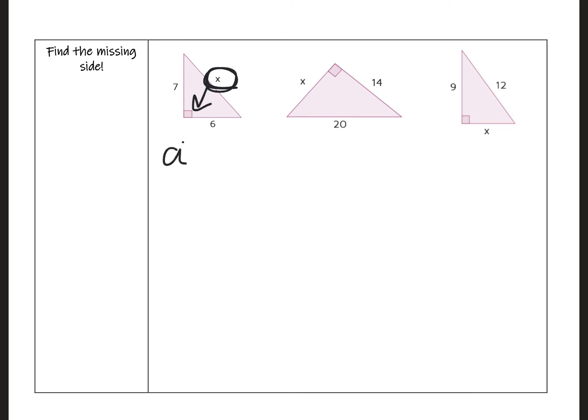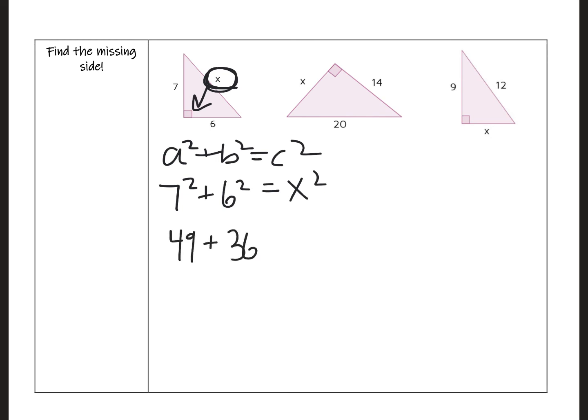So when I start with my formula, I know that the one I'm looking for is x, which is going to go in for C. And then the other 2, because they're next to the right angle, they sort of make up that right angle, they're going to be my legs. So 2 of the lengths of our triangle are 7 and 6, and we're going to find that 3rd length, the hypotenuse. So 7 squared is 49, 6 squared is 36. This gives me 85.